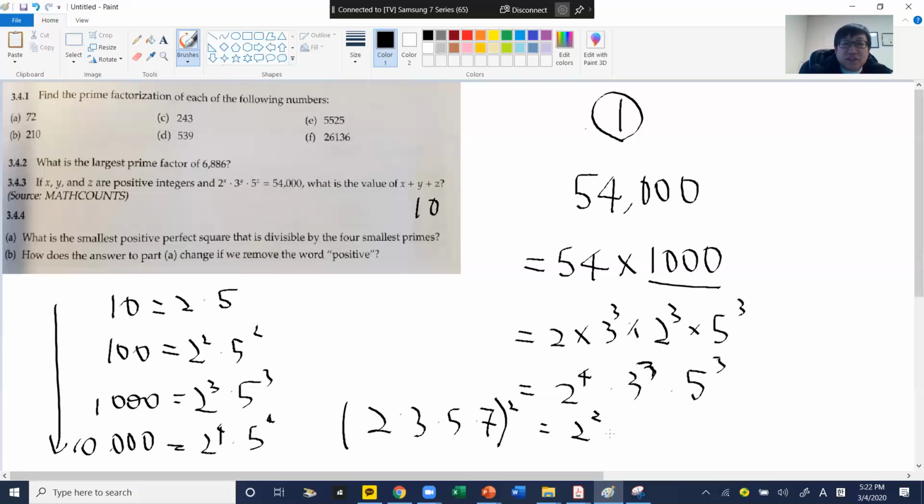So 2 squared, 3 squared, 5 squared, and 7 squared. You don't need to evaluate that, okay? You don't have to multiply. Well, you can do that, but I don't want to. Not a big deal, okay? You can first do this: 2 squared times 5 squared is 100. So you just focus on 49 times 9.